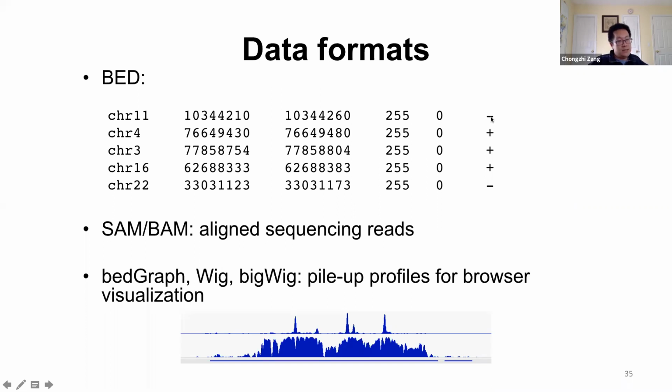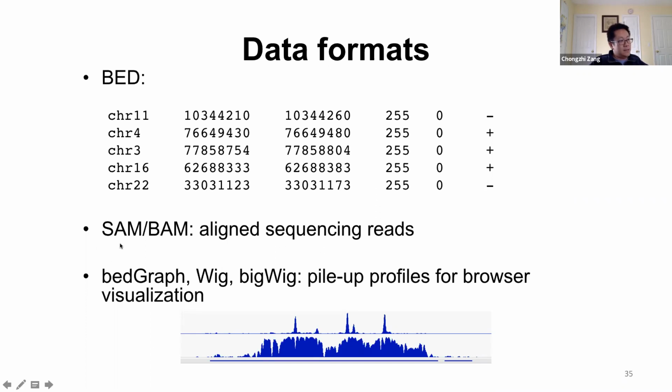The strand information is usually not meaningful for a peak region or any region in the genome. But for the mapped location of a specific sequence read, whether it's on the positive or negative strand is extremely important. There are also some extended BED formats that add additional columns or information, which you can simply look up online.